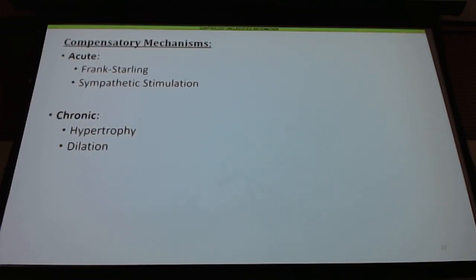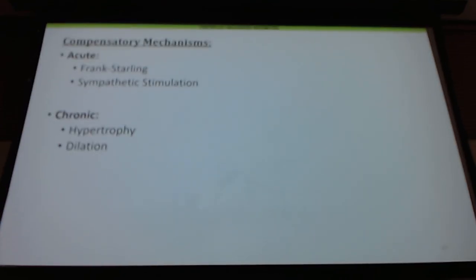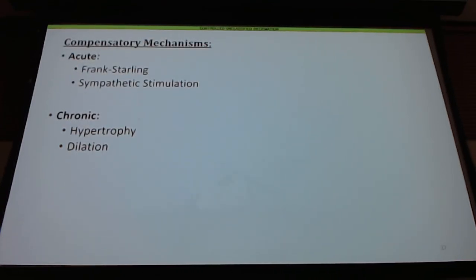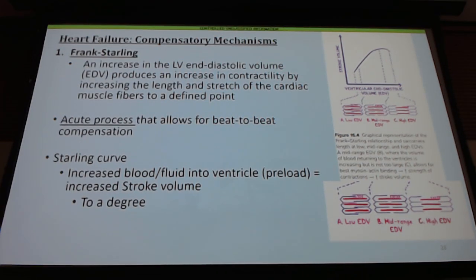So let's look at the compensatory changes. When we talk about acute things, those are things that every second I can change or adjust, and then the chronic things, which are like a permanent compensatory change that occurred in order to fix this failing heart. So we'll talk about the acutes first. We're going to first talk about Frank-Starling. We talked about Frank-Starling, where as I increase my preload, I'm going to increase my contractility, which ultimately leads to an increased stroke volume. Sounds great, right?